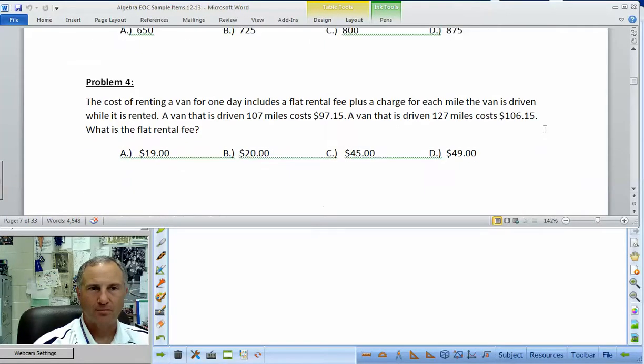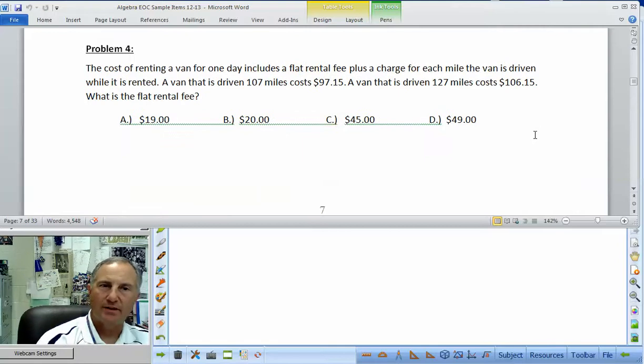Okay. Problem 4, the cost of renting a van for one day includes a flat rental fee plus a charge for each mile the van is driven while it is rented. A van that is driven 107 miles costs $97.15. If it's driven 127 miles, it costs $106.15. What's the flat rental fee?